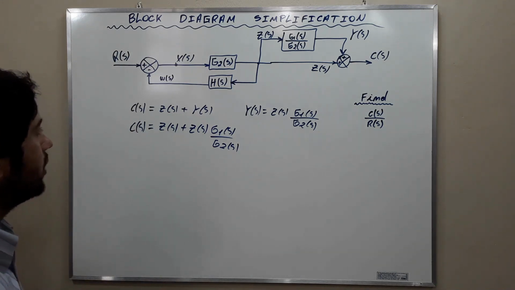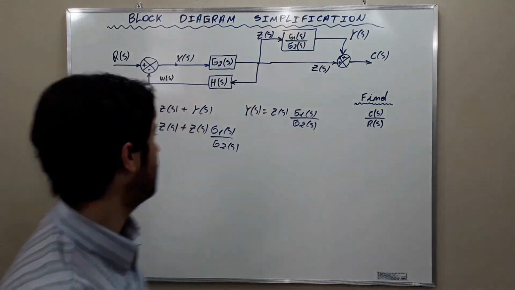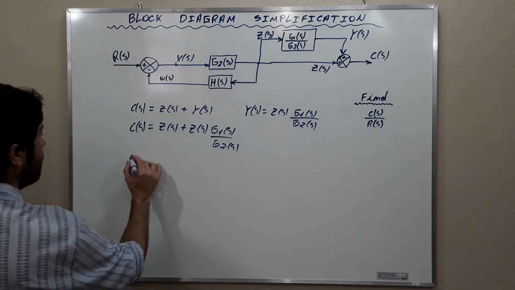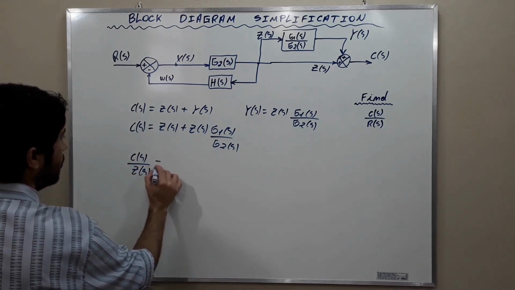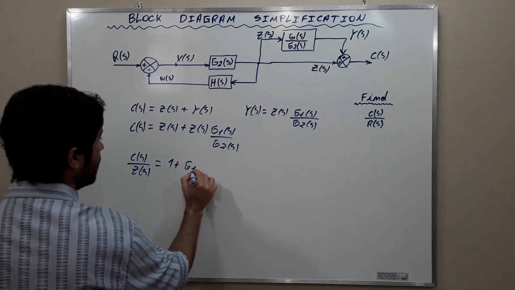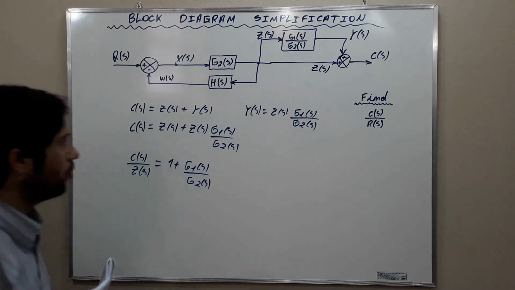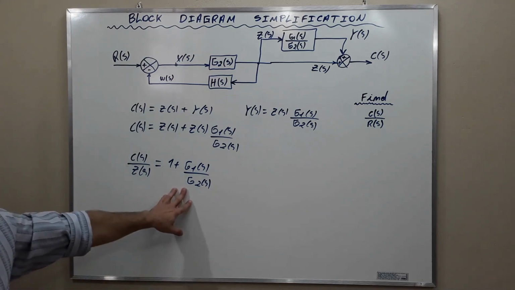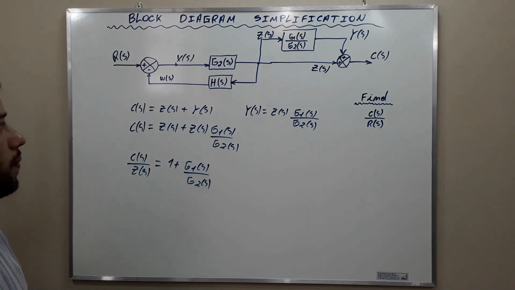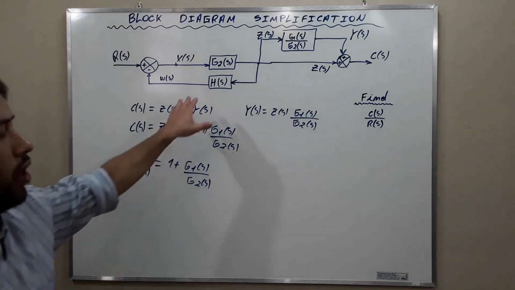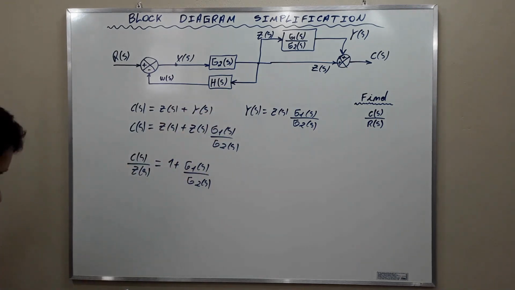And the transfer function of this loop here is C(s)/Z(s) equal to 1 plus G1(s) over G2(s). This is the simplification of this loop here, which is not a feedback loop like this.